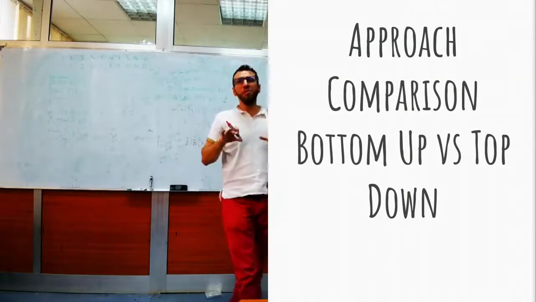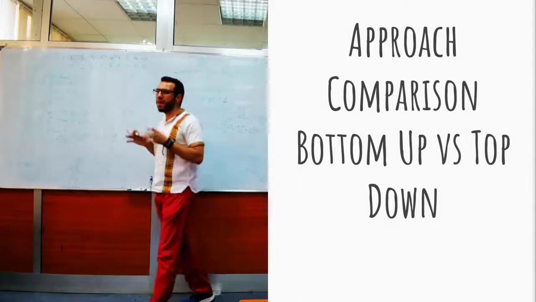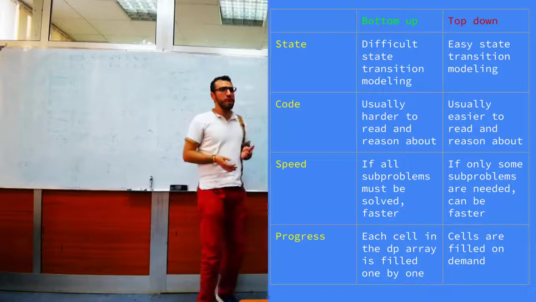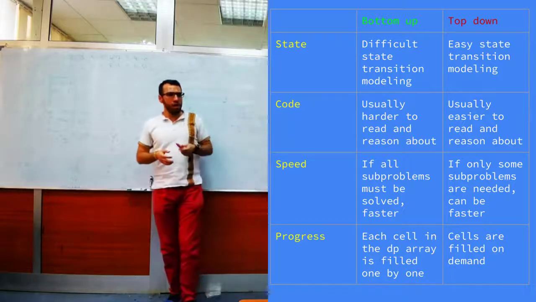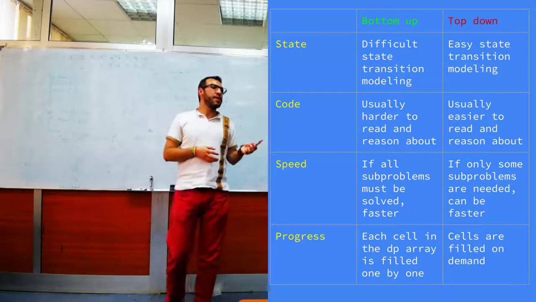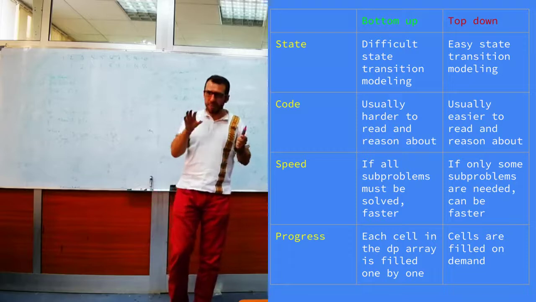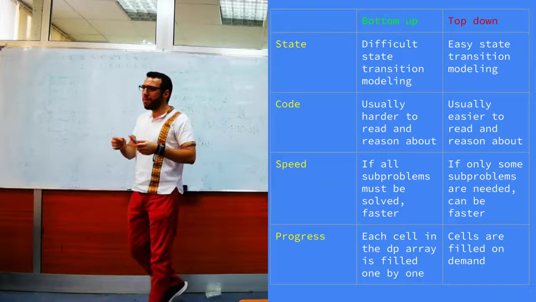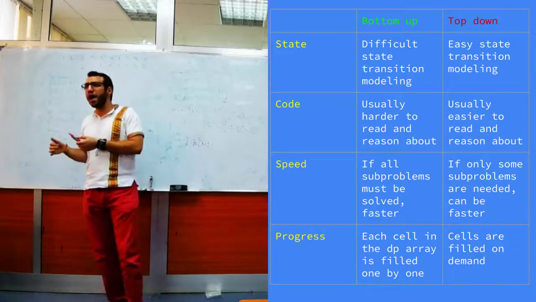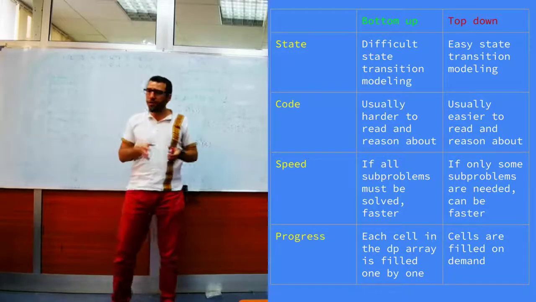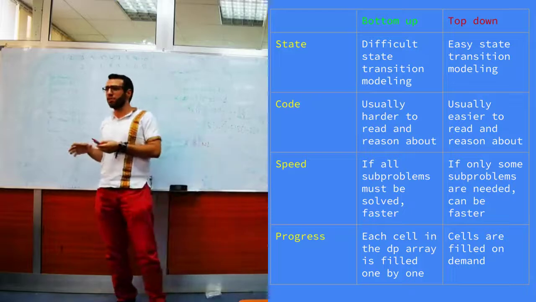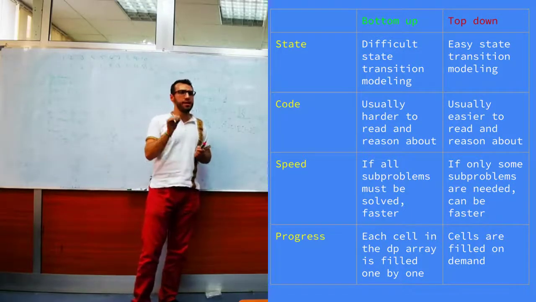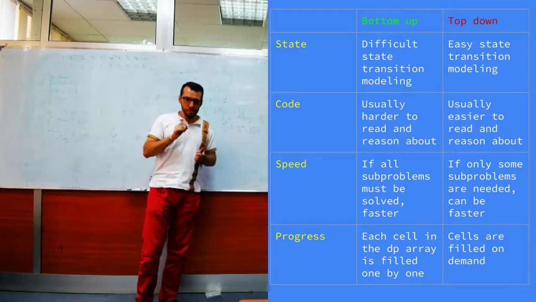So, now let's compare these two approaches, bottom-up and top-down, based on some criteria to get to know under what circumstances one is better than the other. This is important because the choice you make can make coding easier or harder, and can make execution faster or slower. That's why it's an important trade-off, and I want you to understand this comparison very well.